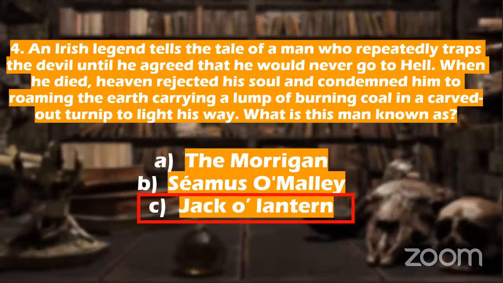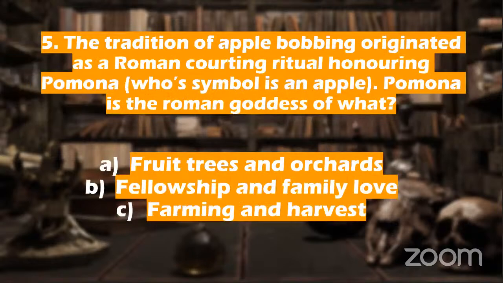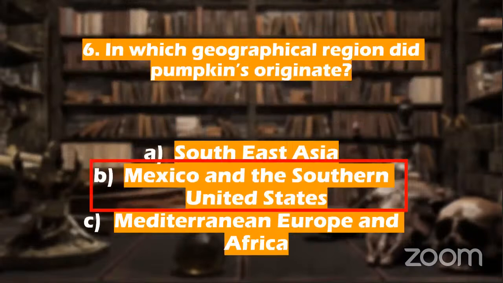Then we had Jack O'Lantern. He was called Jack, and he was of the lantern because it was like a lantern he was carrying around, and hence the name Jack-o'-lantern. Who'd have thought? Then we had fruit trees and orchards. It was fruit trees and orchards for this one. Hence the apple. This was Mexico and the United States.